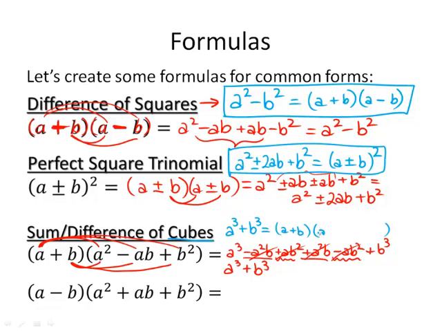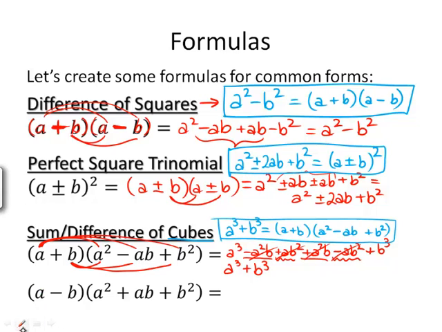A plus b times a squared minus ab plus b squared. So this is a formula that would be on your formula sheet. It is a pre-prepared multiplication of polynomials that leads you with this interesting result.